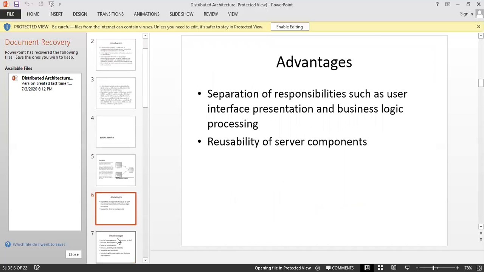This architecture has some advantages, like separation of responsibilities, such as user interface presentation and business logic processing. Here, the client has its own responsibility and the server has its own responsibility. So there is a separation of responsibility. The client is responsible for the user interface presentation, and the server is responsible for the business logic processing. Another advantage is reusability of server components, because the server accepts many requests from clients, and there comes a case where many components of the server are reused.